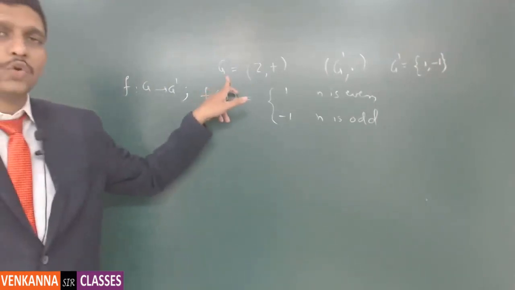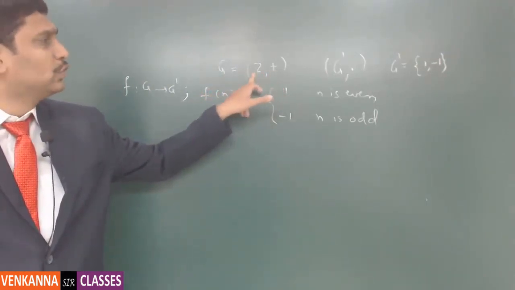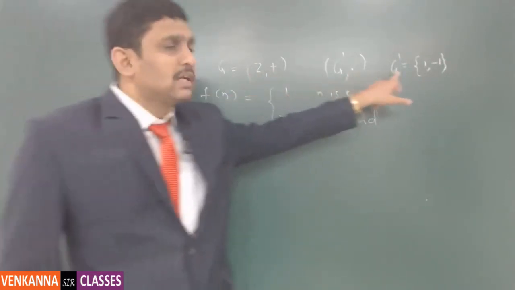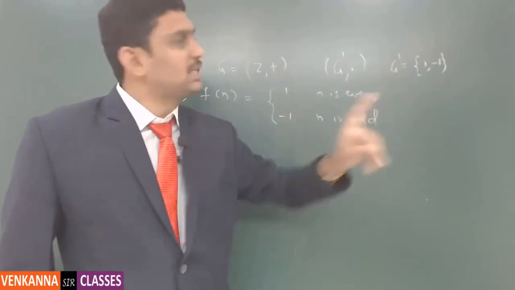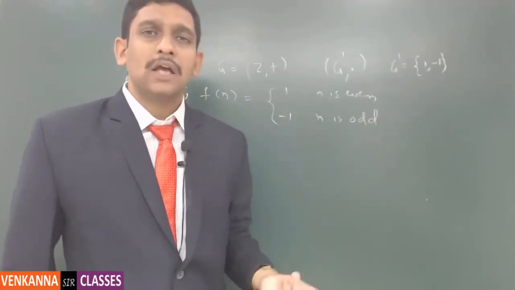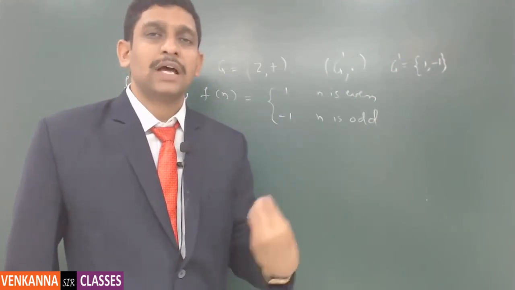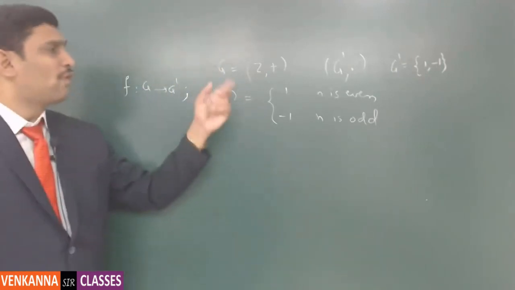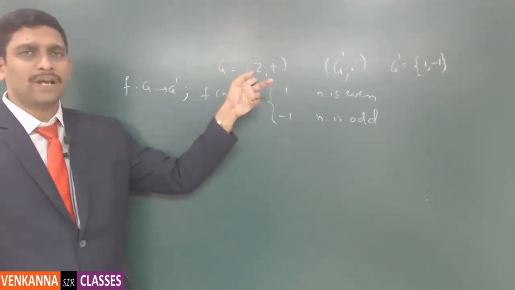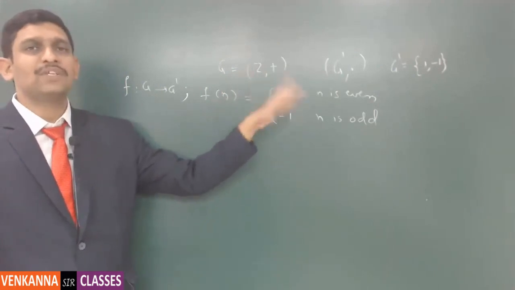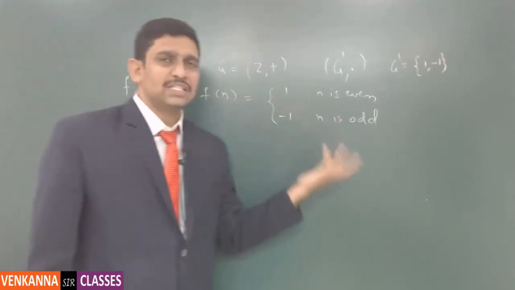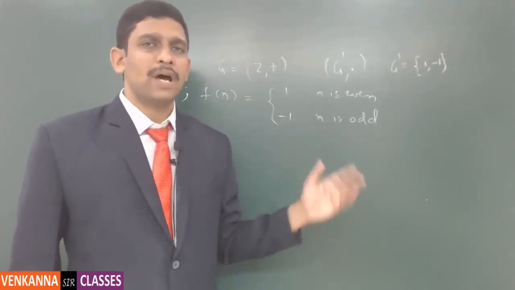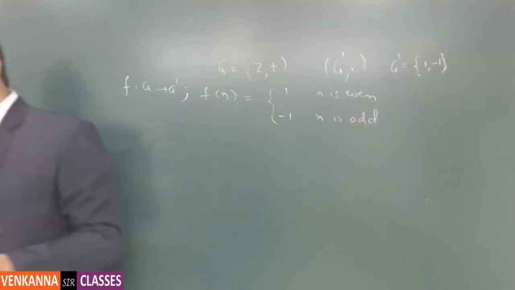I have taken the group as the additive group of integers. I have taken the codomain as the set having only two elements 1 and minus 1, and the operation is nothing but multiplication, the regular multiplication of numbers. And how the function is defined: whatever integer you consider in the domain, the image of it will be either 1 or minus 1. If you take an even number, it is 1. If you take an odd number, it is minus 1. In this way it is defined.